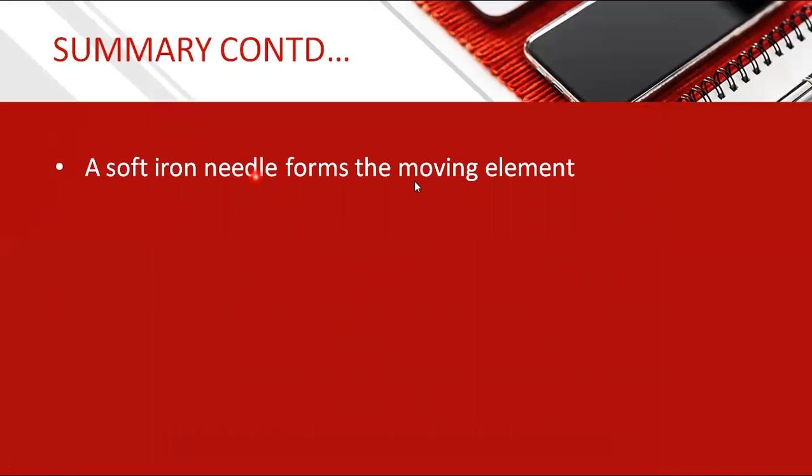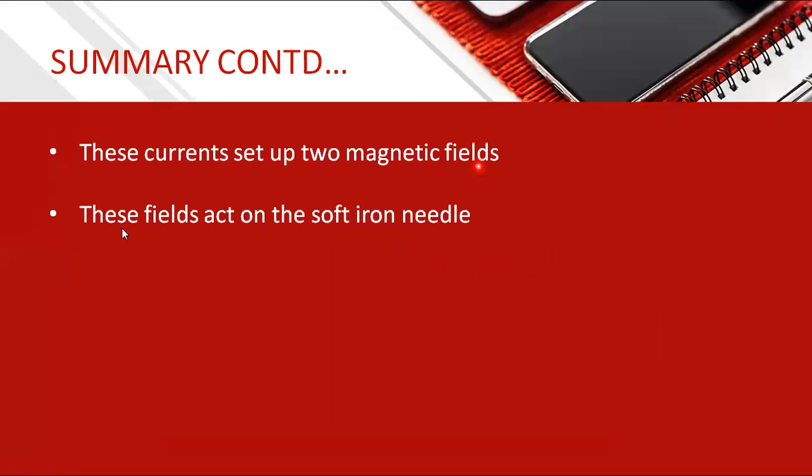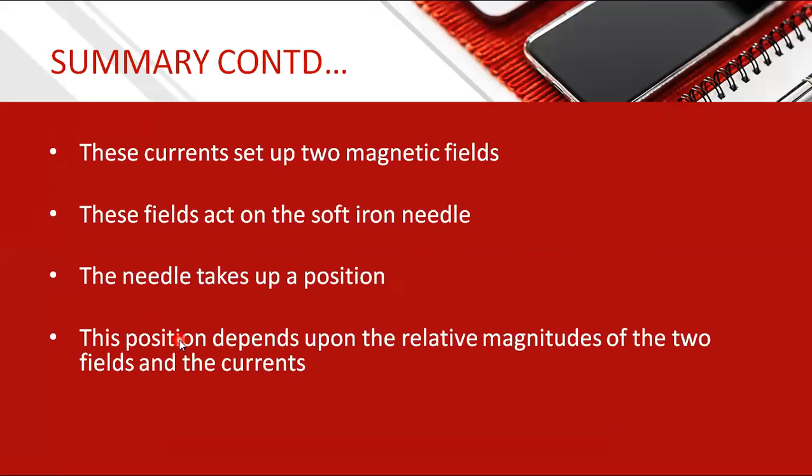A soft iron needle forms the moving element. The needle is pivoted on a spindle. The spindle carries the pointer and damping vanes. The coils A and B carry current when the meter is connected across the supply. These currents set up magnetic fields which are perpendicular to each other. These fields act on the soft iron needle. They try to attract it. Now the needle takes up a position, and this position depends on the relative magnitudes of the two fields and the currents.